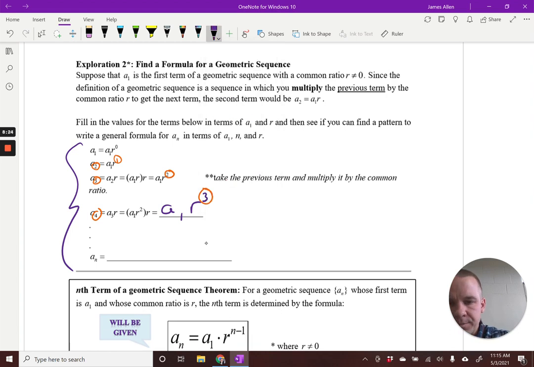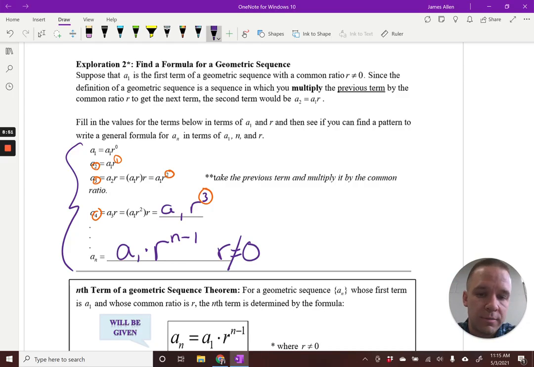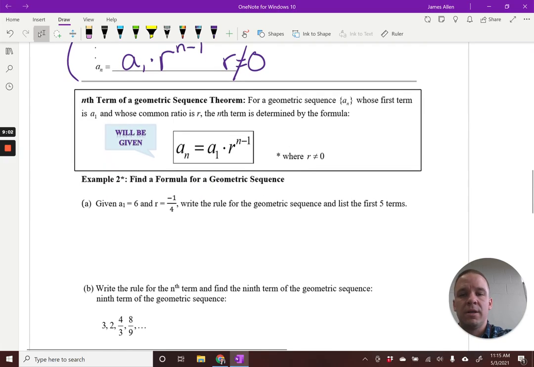So perhaps what we could do is take my first term, multiply by my common ratio and raise it to the term number less 1, right? So 1 less than that term that I want. So if I want the 8th term, I'm going to be raising it to the 7th power. If I want the 100th term, I'm going to be raising it to the 99th power, right? Where r does not equal 0, a non-zero common ratio. Take the previous term and multiply it by the common ratio. Cool. That's old news now. We got our formula. That's awesome. Fantastic.